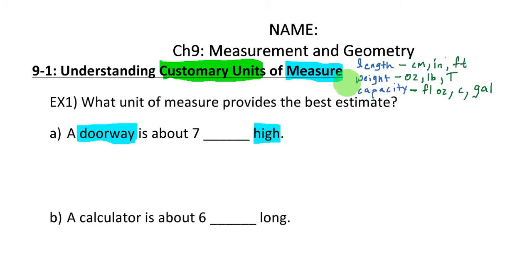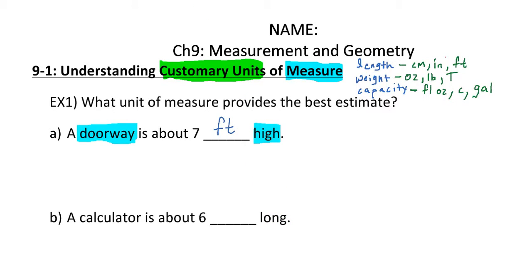Well, let's go back to our different types of measurement. We can measure the capacity. Well, height's not talking about the capacity of something. It's not talking about the weight of something. Height is talking about the length of something. So we'd probably say that a doorway is about 7 feet, and you can spell feet out or just write FT, the abbreviation, right here. All right, let's look at the next problem.